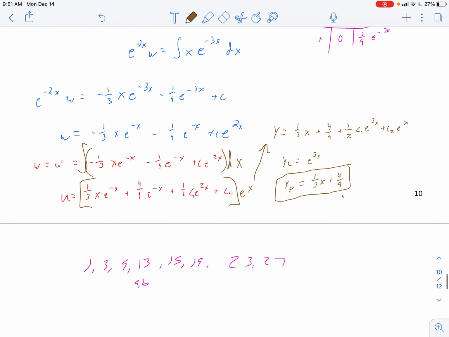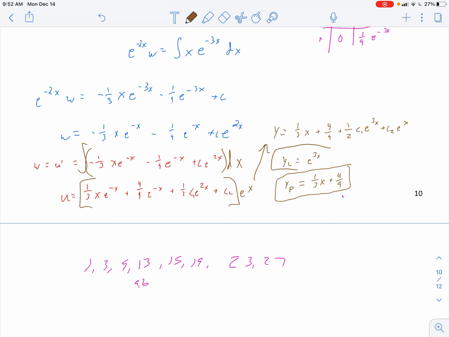When we do that, we get y equals 1/3 x plus 4/9 plus 1/2 c sub 1 e to the 3x plus c sub 2 e to the x, which gives us our particular solution and our y sub 2. Here you see that was our y sub 1. Y sub 2 is going to have the other constant, so 1/2 c sub 1 e to the 3x. Again, 1/2 times c sub 1 is still a constant, so it's just e to the 3x. And this part has no constant, so that's our particular solution.